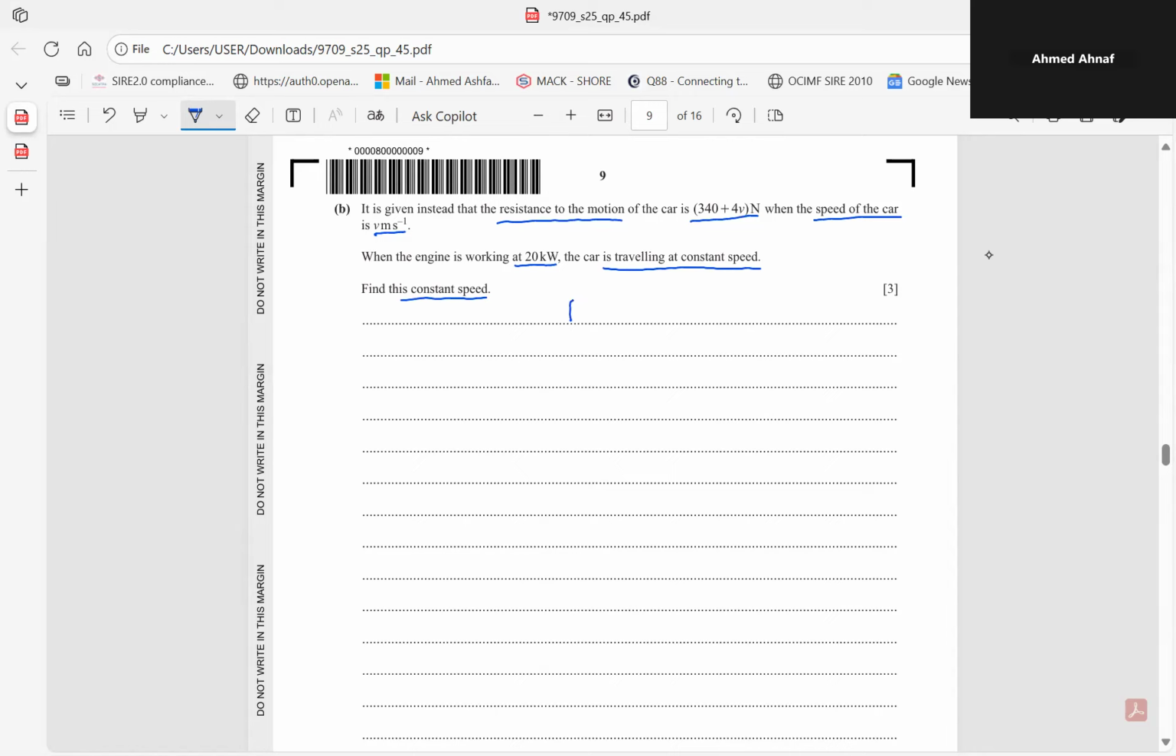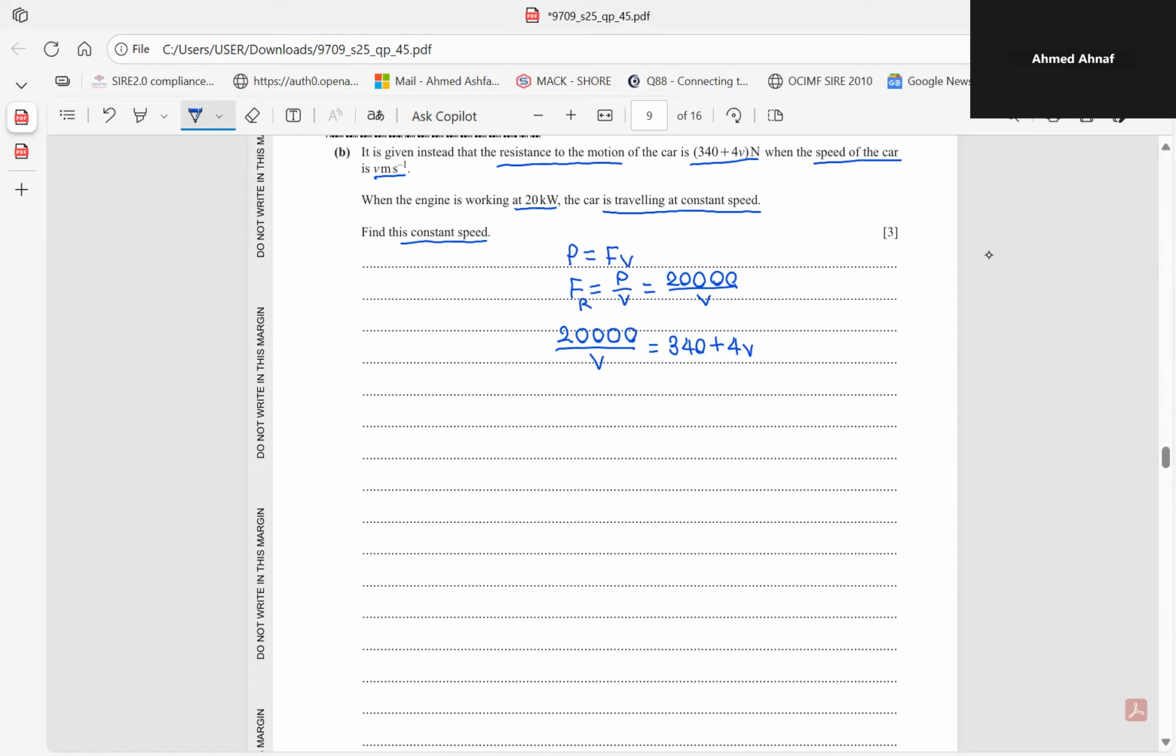So we're going to use, again, P equals F times V first, and we're going to find F_R. So that's just P over V. So P is just 20,000, and then V, that's just V. And now we're going to equate this 20,000 over V to the resistance. That's just 340 plus 4V. Okay, now we can multiply both sides by V.